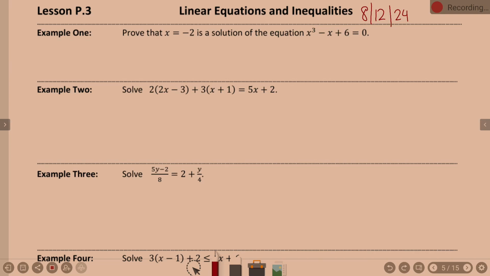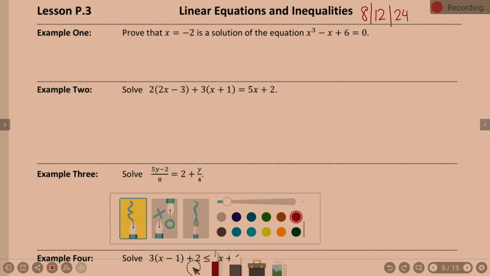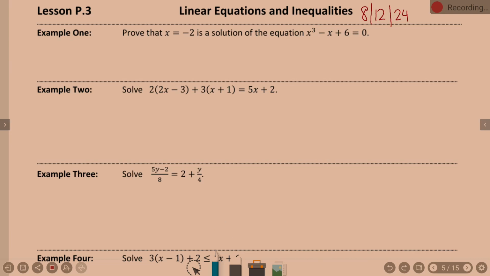Example 1. Prove that x equals -2 is a solution of the equation x to the third minus x plus 6 equals 0. How do I prove something like that? You plug in x. In order to prove that a number is a solution, we're going to plug in x. So I'm going to say -2 to the third minus -2 plus 6, and then I'm going to write equals 0, but what are we really trying to do? It's kind of a question mark. Does it equal 0?